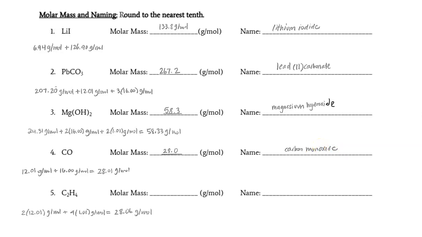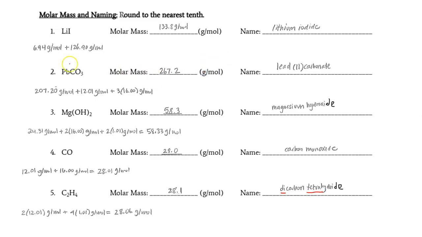All right. And then we have 2 carbons and 4 hydrogens. 2 times 12.01, plus 4 times 1.01, 28.06, which is going to round. That is 5 or more, so we're going to round that up to 28.1. And the name of that, based on what we've learned, is dicarbon tetrahydride. So di for the 2, tetra for the 4. Again, because that is a covalent compound. We do that when it's not ionic. All right. So that is molar mass.